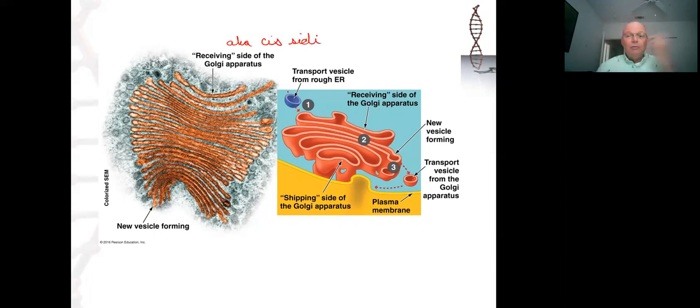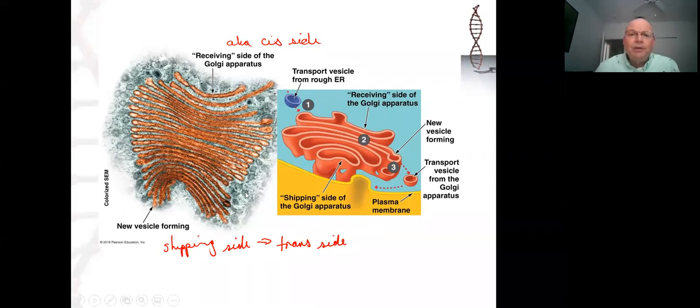And you may recall from when we talked about the fatty acids, we had the cis and the trans fatty acids, or the cis and the trans geometric isomers. So that's where the prefix means the same thing, same side or opposite side. In this case, same side, so it's facing the nucleus. The other side, or the shipping side, is sometimes referred to as the trans side, meaning it's on the opposite side to the nucleus, and it faces out towards the plasma membrane.